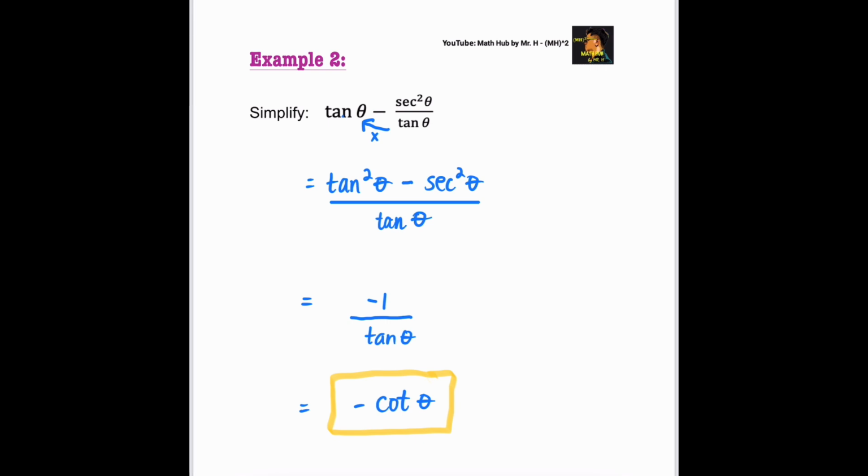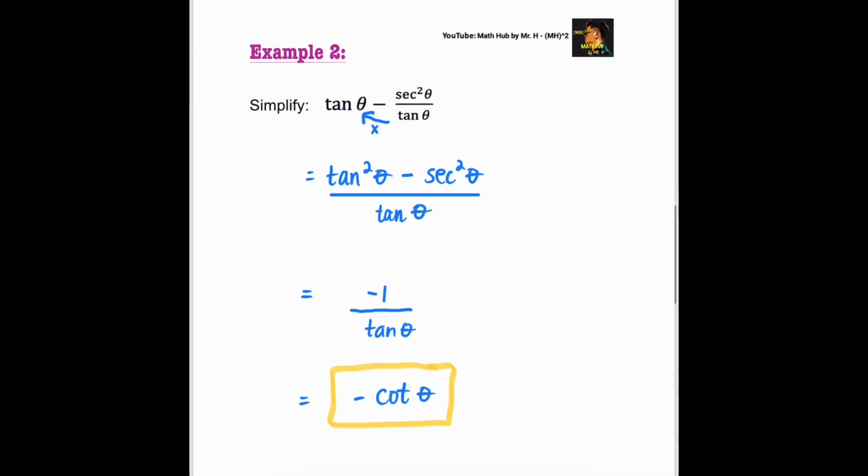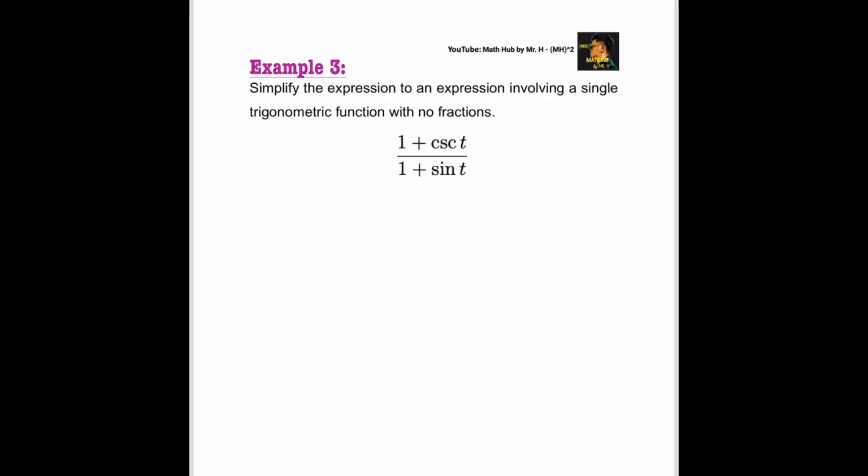All right, let's head on to example number 3. For example number 3, we need to simplify the expression to an expression involving a single trigonometric function with no fractions. All right, so we were given 1 plus cosecant t divided by 1 plus sine t.